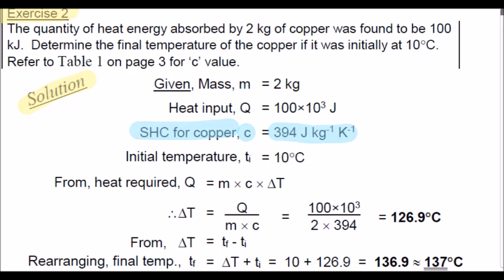So a similar approach to the solution of example 3. From the heat energy equation, we transpose for delta T, we find the change in temperature, but this time we're asked to calculate the final temperature, so TF. So to transpose the delta T equation, we simply add Ti to both sides of the equation. So TF is equal to delta T, add Ti. Answer is approximately 137 degrees C.